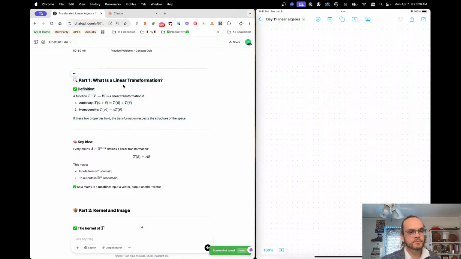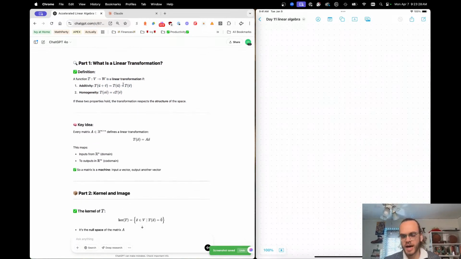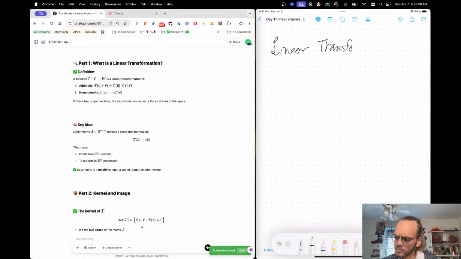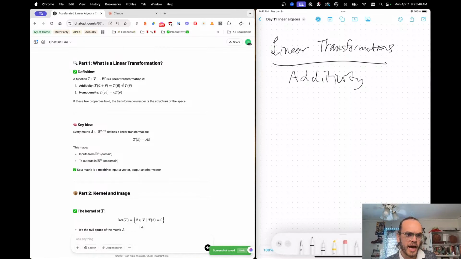So a linear transformation has additivity and homogeneity. I'm going to write that. Linear transformation. So we have additivity, meaning you can add vectors within it, and I guess you can do scalar multiplication within it. And homogeneity. You can just dash these because these are key terms I need to learn.